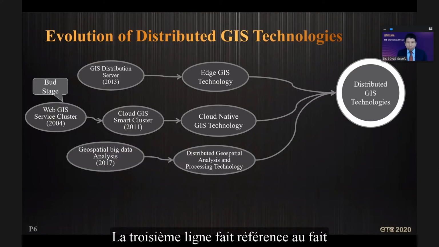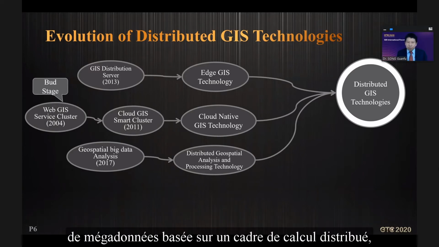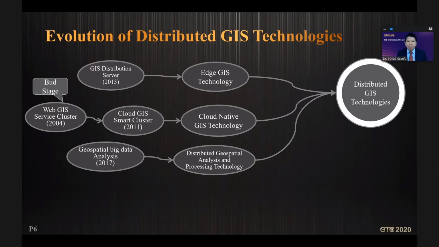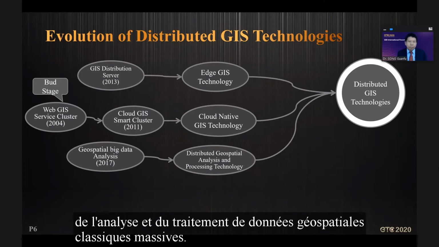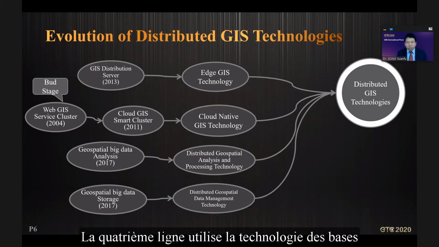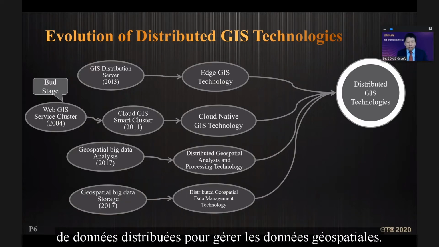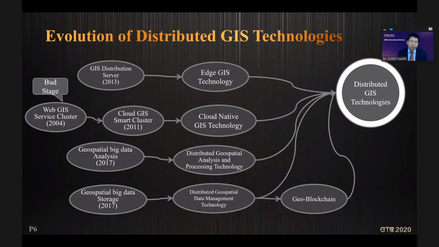The third line refers to that when we implemented geospatial big data analysis function based on distributed computing framework, we found that this technology could improve the performance of massive classic geospatial data analysis and processing. The fourth line is using distributed database technology to manage geospatial data. Geo-Blockchain belongs to the distributed geospatial data management technology.